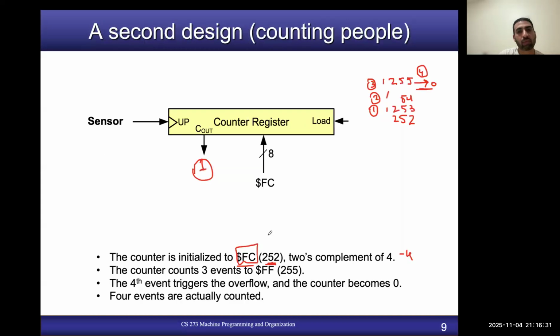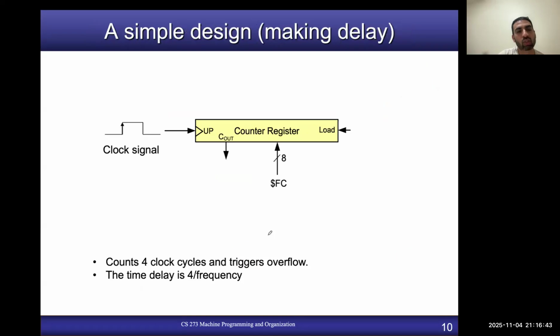Okay, so we have seen in the previous slides how we can use a counter register, or a register actually, to count events or count some happenings, right? We can also use a register to generate delays. How? By connecting this input signal, instead of with the sensor, with the clock signal. Now the clock signal is running all the time, so it is not depending on any external event, like someone entering the room or how many cars have passed a particular location and so on.